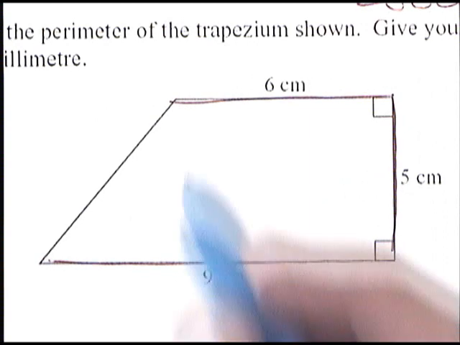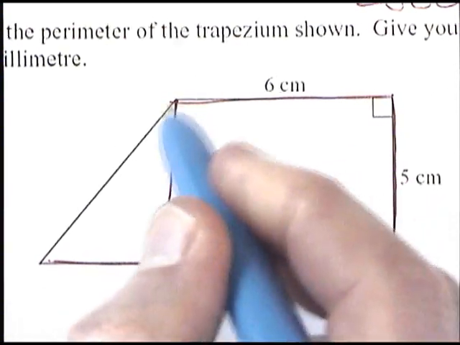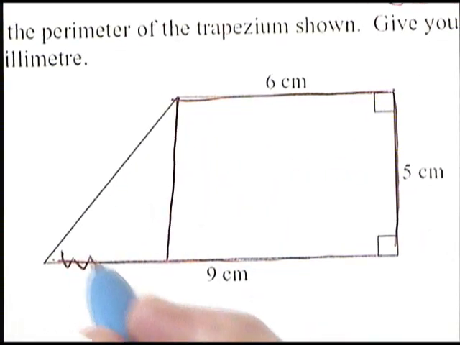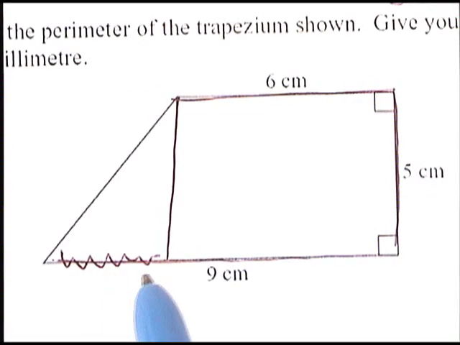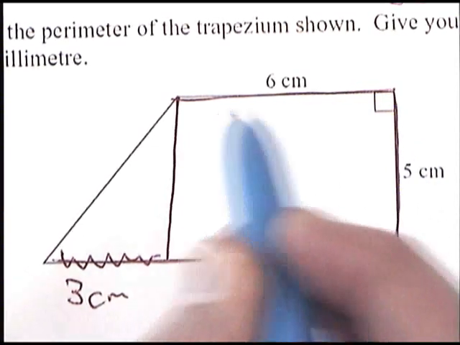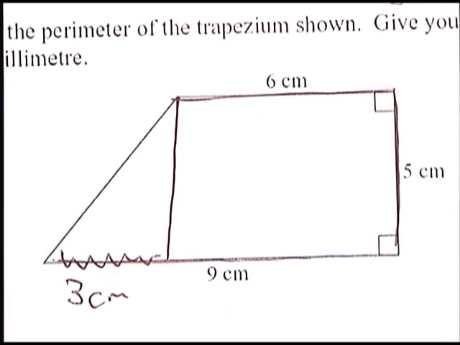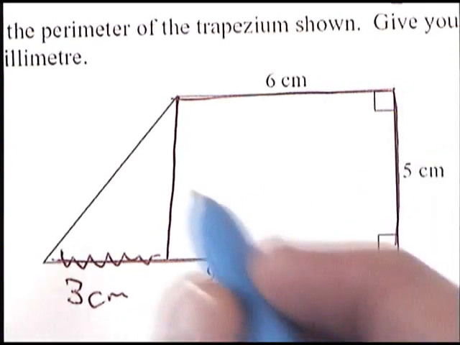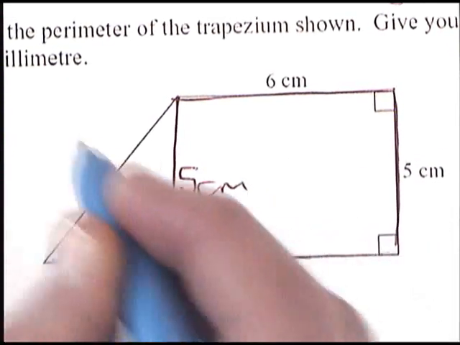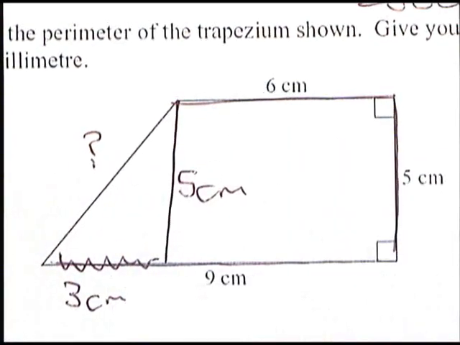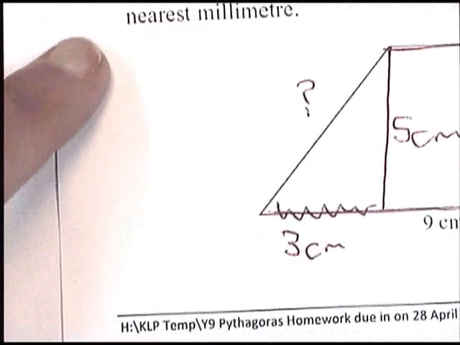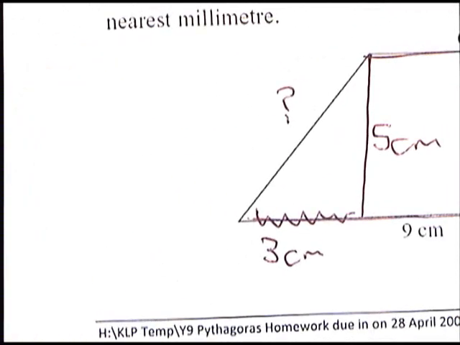So, if we make a triangle here and look at this triangle, along the bottom of the triangle, this length here, well, that's all 9, that is 6. This length here is 3. It's the difference between the 6 and the 9. Up the side, that distance is 5 centimetres, and I'm trying to find this sloping side over here. That is now a Pythagoras question.